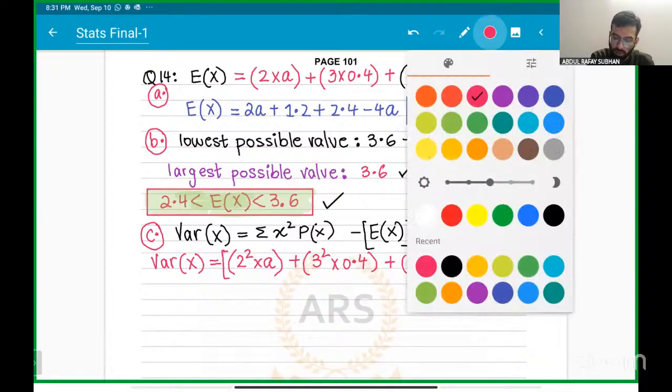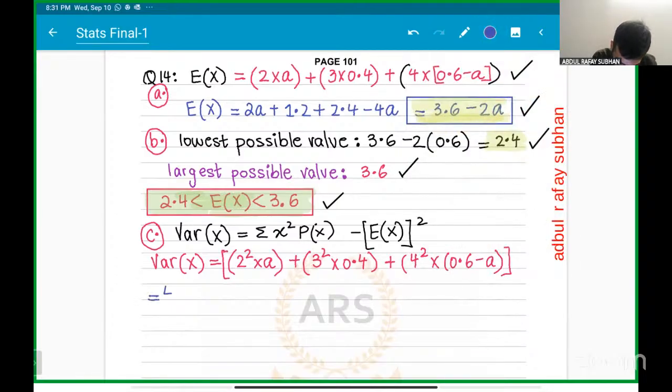Let's first solve this. So it will be, sir, 4a plus 9 times of 0.4 is 3.6. 4a plus 3.6 plus 16 times of 0.6, that is 9.6, and minus 16a. So that is what I'm getting. Is everyone following? Understood, students? तो ये हो जाएगा 4a plus 3.6 plus 9.6 minus 16a.